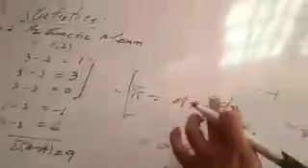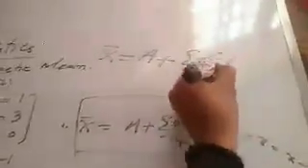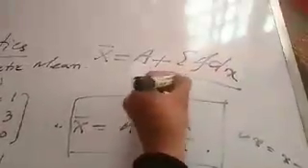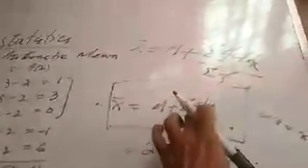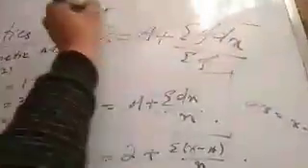For continuous and discrete series, the formula will be a bit adjusted. X bar equals a plus summation f dx divided by summation f. This is the only difference. Instead of n, there will be summation f, and you have to multiply dx by f. In the next lecture we will discuss how to find assumed mean in case of discrete and continuous series.